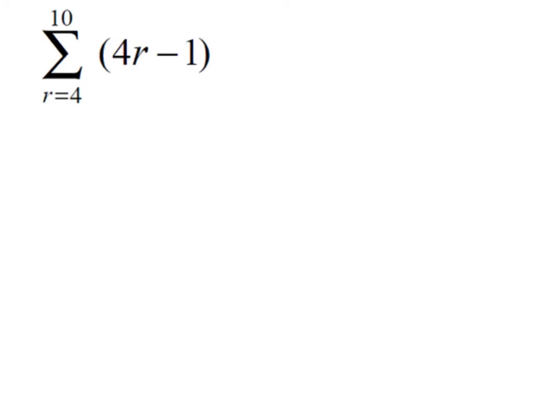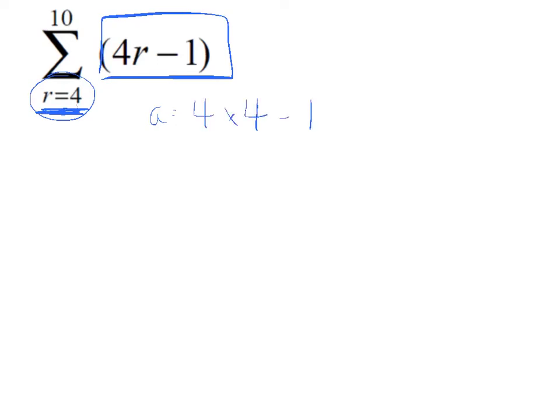Now we're looking at one that gets even more scary. This one starts at r equals 4. Because we've still got 4r minus 1, this is still an arithmetic series, but because it's starting at r equals 4, a is going to be different. a is when r equals 4, so 4 times 4 minus 1 is 16 minus 1, which is 15. d is the same, still going to be 4.